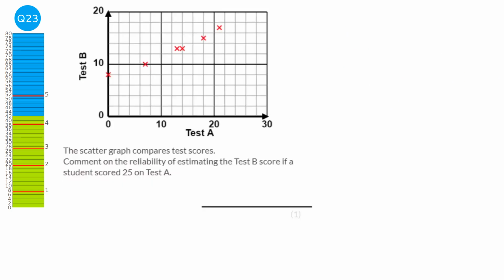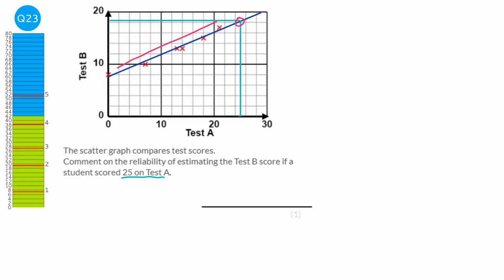So to make estimates from a scatter graph, we've got to first of all draw a line of best fit, which would be something like this. And to find an estimate of test score B, given the fact they got 25 on test A, means that we would draw a line up from test A at 25, should be here, and then across, and that's how we'd make the estimate. But look at where that is hitting our line of best fit. It's hitting it here. What do you notice about this position here?